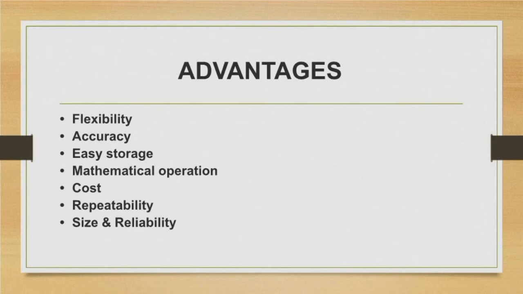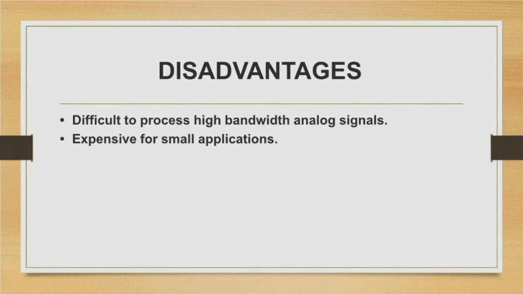Then DSP processor has easy storage media, because by default DSP processor can have storage media such as magnetic tapes, disk, etc. But ASP processor can face storage problems. So that's why DSP processor has easy storage. Then mathematical operations can be performed accurately on digital signals when compared to analog signals. Next, cost wise it's very cheap when compared to ASP. Then it is more flexible and more reliable. Size is also very compact.